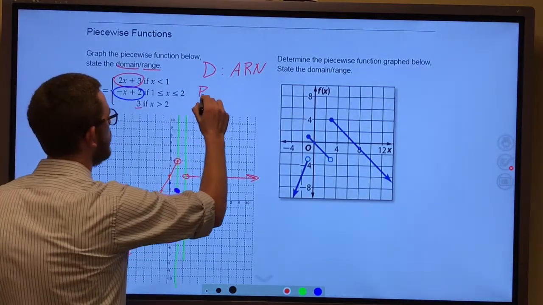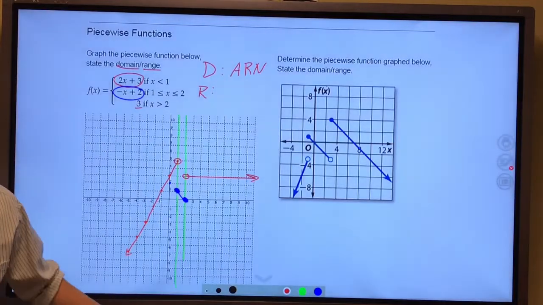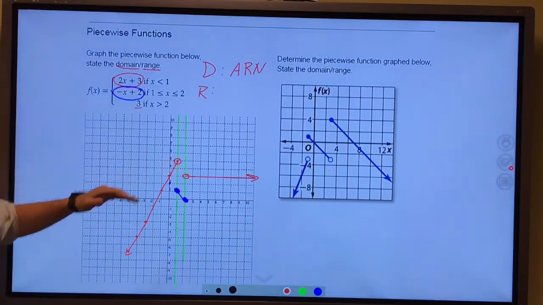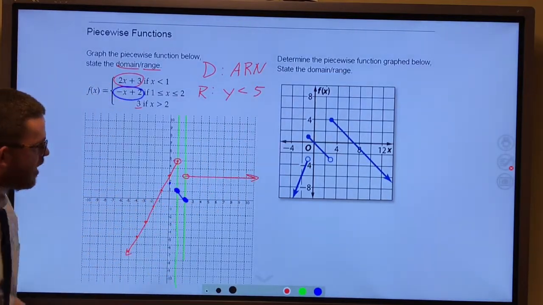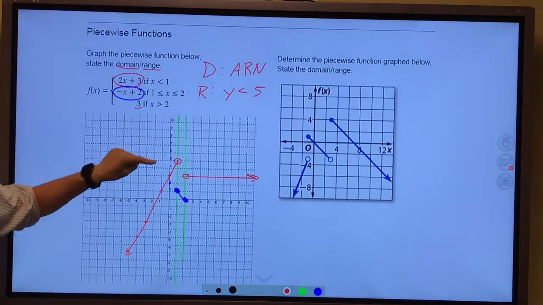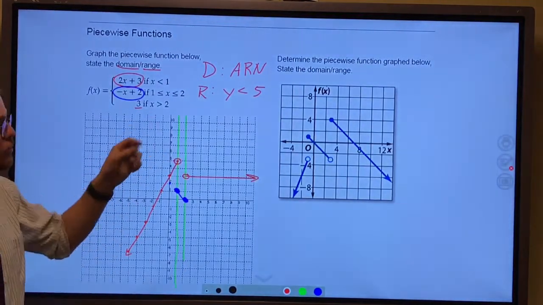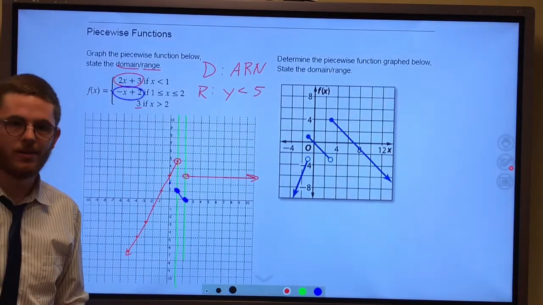My range, a little bit more specific. I can have any y value down here, and my highest y value is about right here. Any y value less than 5 can be an output, and I cannot equal 5 because of that open circle. So y is strictly any, our range is strictly any number less than 5.